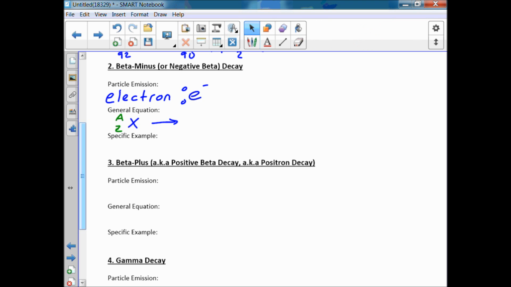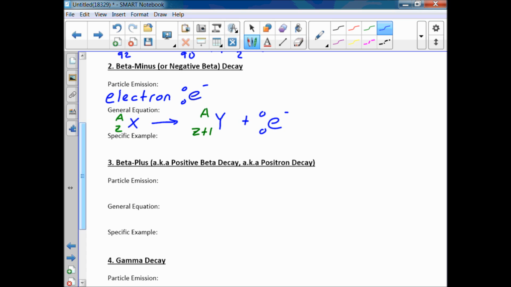An electron is emitted when a neutron changes to a proton. So if a neutron changes to a proton, which one of those numbers is changing? Z plus 1. Fantastic. So the atomic number increases by 1, but the atomic mass stays the same. And then plus e.